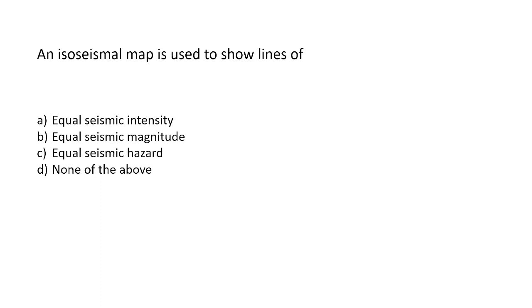So the isoseismal line is the line which will join all the points having equal seismic intensity. If you join all the points with equal seismic intensity, we will get the isoseismal line. And the isoseismal map is just like we have several isoseismal lines in the form of contours. So the isoseismal map will show the lines or the contours of equal seismic intensity. Okay, so the correct answer for this will be equal seismic intensity.